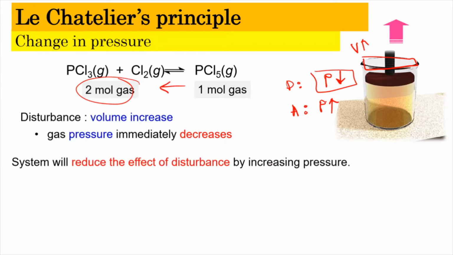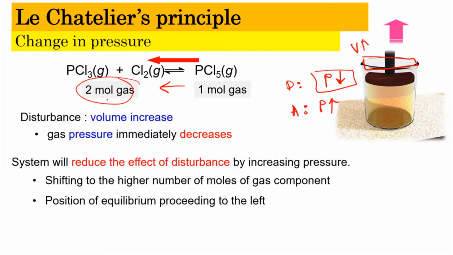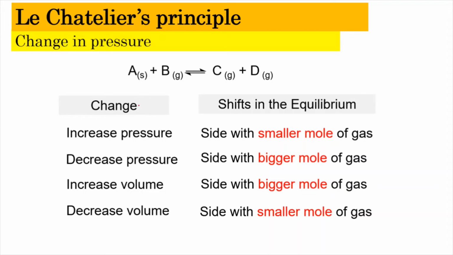So we need to shift to the higher number of moles of the gaseous component, which is to the left. So by shifting to the left, we know that the concentration of our PCl3 as well as the concentration of Cl2 will get higher. And as a result, the concentration of the PCl5 will get lower. Alright, so this is how the effects and the factors of pressure are dependent based on the Le Chatelier principle. And here is the summary of the changes of pressure.